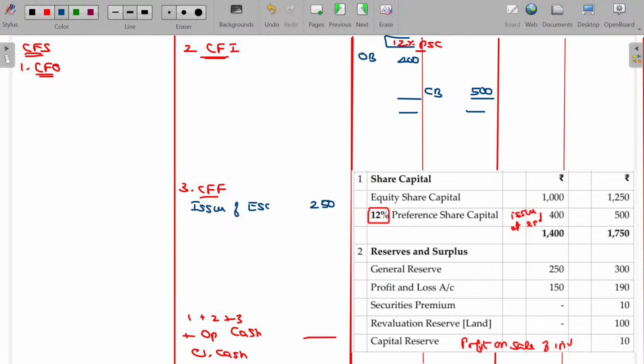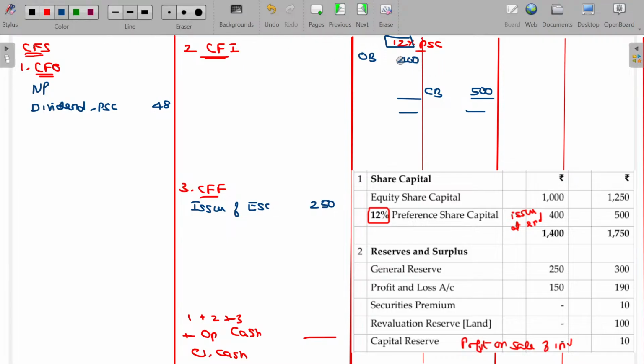Highlight this 12 percentage. What's that? Hidden adjustments. 12% preference dividend may be paid. The fresh issue was made at the end, so the preference dividend will be available only for the opening balance. For 400, 12% is 48 rupees. So I'll put the value here, net profit, dividend for preference share capital. How much is it? 48 rupees.